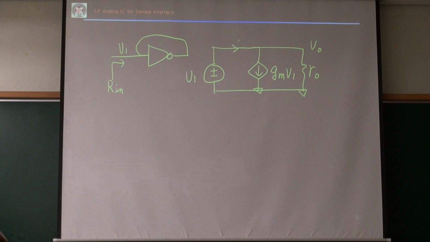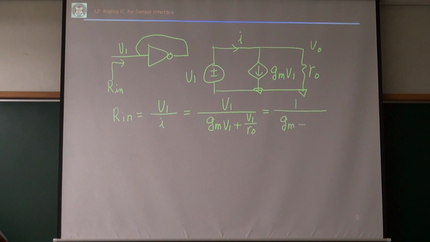So what's the current here? My Rin equals just V1 divided by I, right? My current is just gm V1 plus 1 over ro times V1. So this is only gm plus 1 over ro, that's only the parallel connection of those two. Close to 1 over gm. Okay?